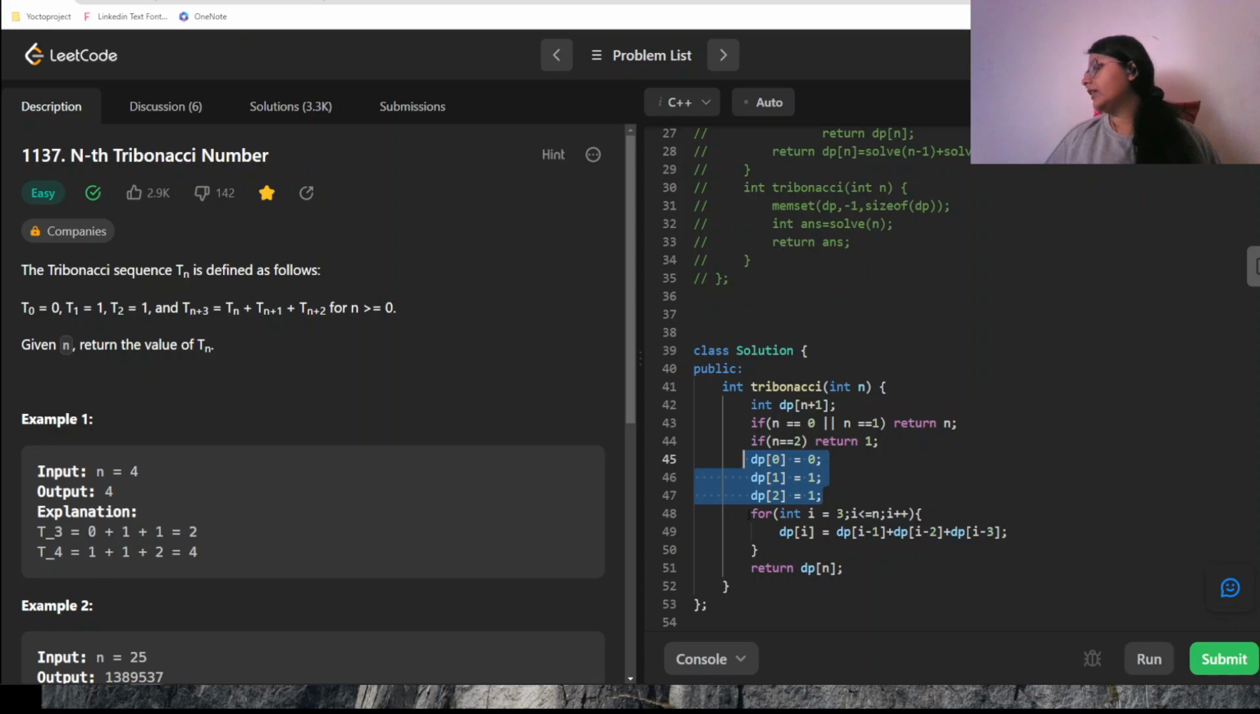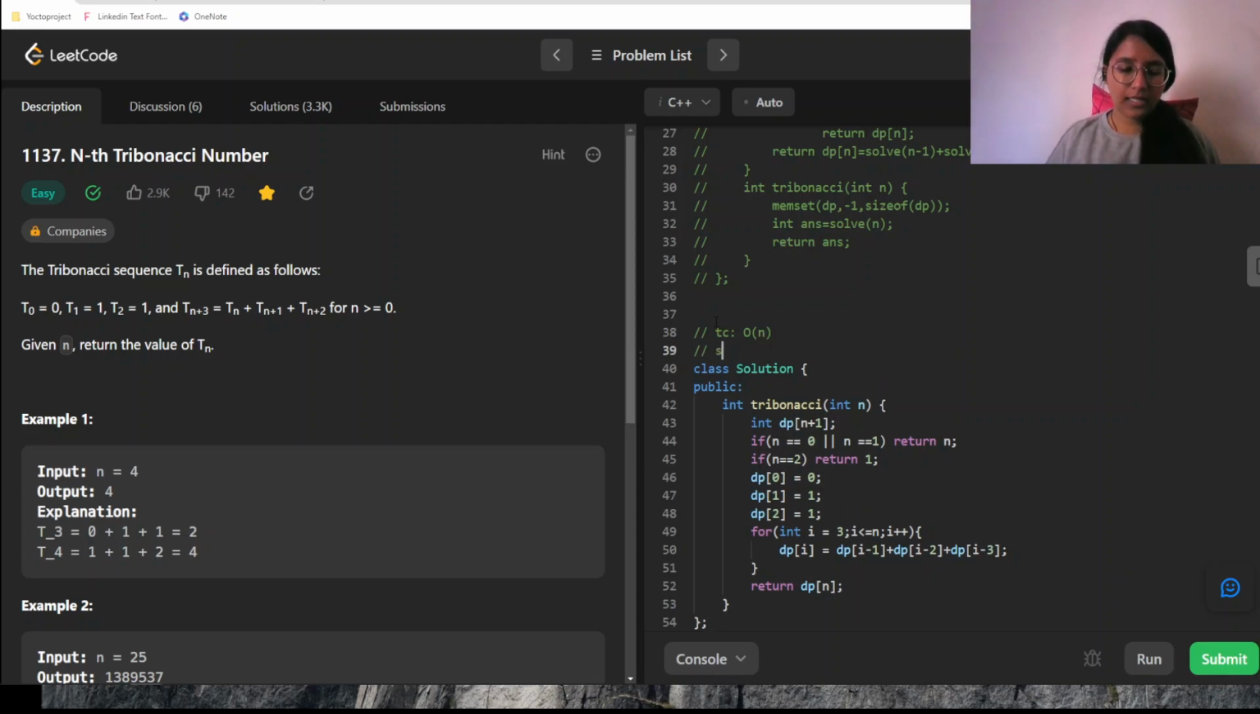And then here I'm running a loop from 3 to n, and whatever last three numbers were there, I will be adding them up, and then after adding them up I will be storing that at that particular index, and then at the end I will be returning dp of n, which will have the nth Tribonacci number. So this was all for this particular solution, and the time complexity here also is order of n, and the space complexity also here is order of n.